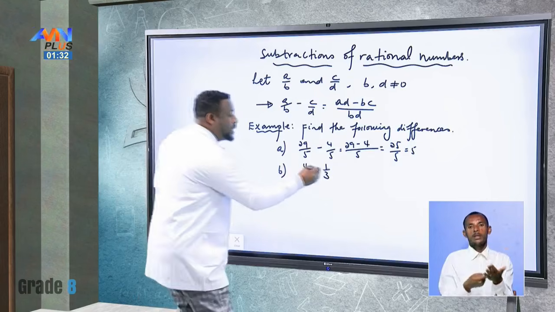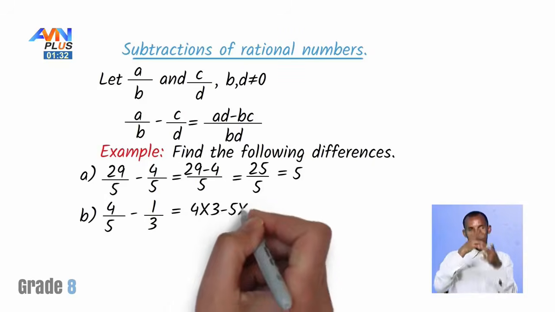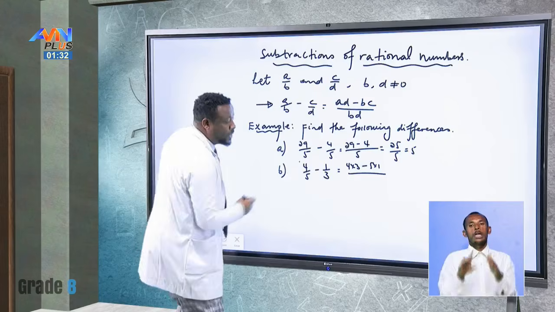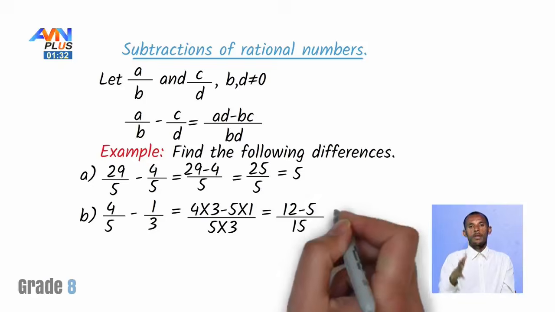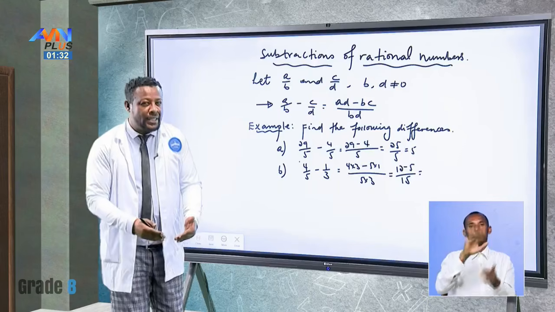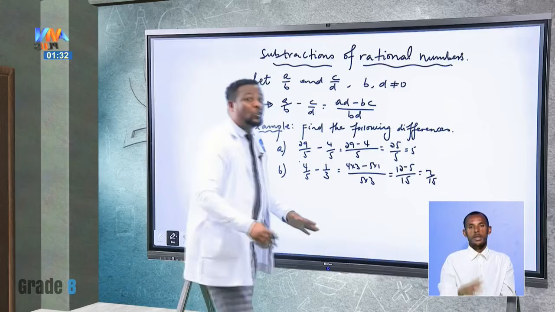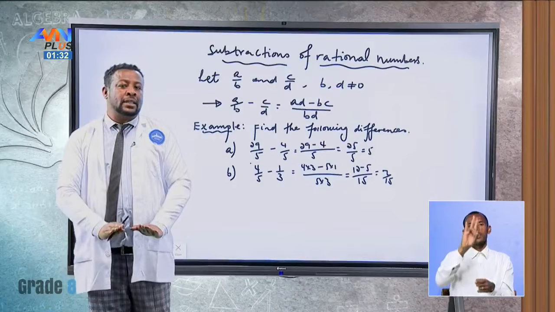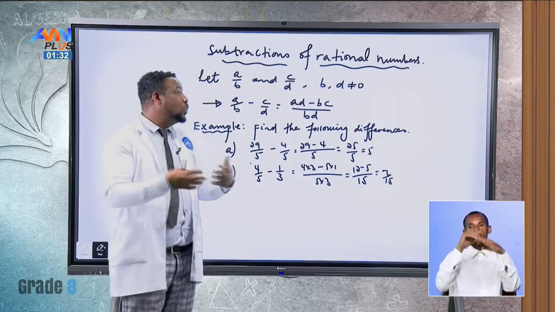So this gives us, we multiply 4 with 3, 4 times 3 minus 5 times 1. The denominators are 5 times 3. This gives us 12 minus 5 over 15. 12 minus 5 is 7, so the result becomes 7 over 15. You cannot further simplify 7 over 15, so you can put your answer as it is. This is how we calculate the difference between two rational numbers.